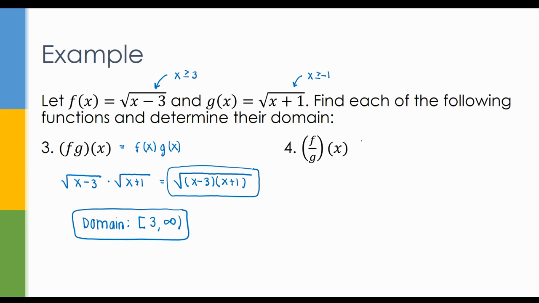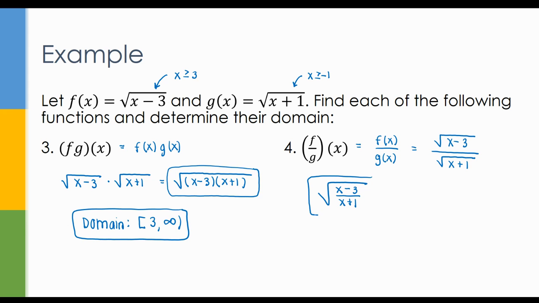All right, let's talk about division. We want f of x on the top and g of x on the bottom. We are dealing with the square root of x minus 3 on the top, divided by the square root of x plus 1 on the bottom. Because with division, when we have a square root on the top as well as the bottom, we can write it as one big radical. So we'll have x minus 3 divided by x plus 1, all underneath the square root. This is my quotient.